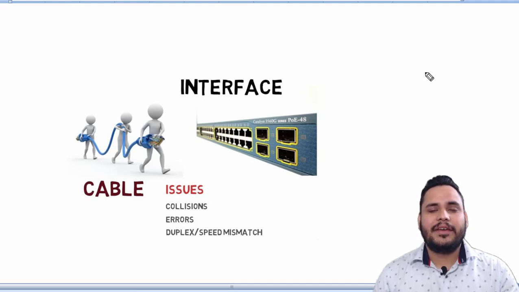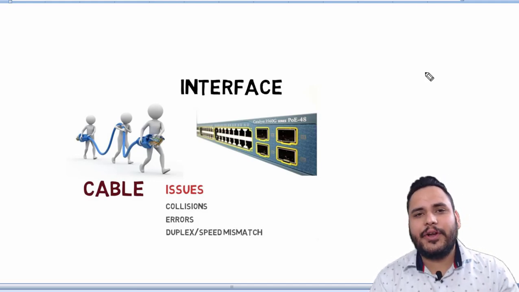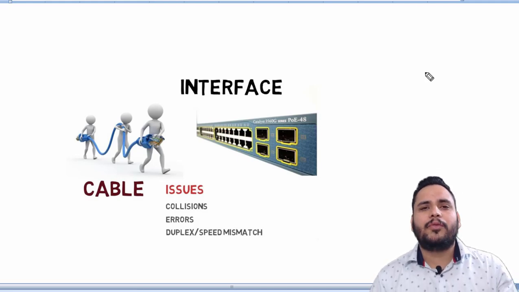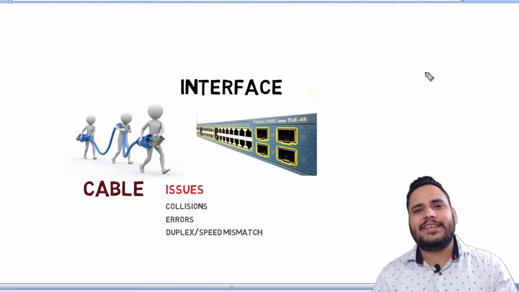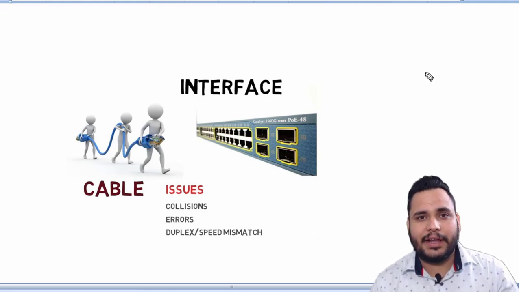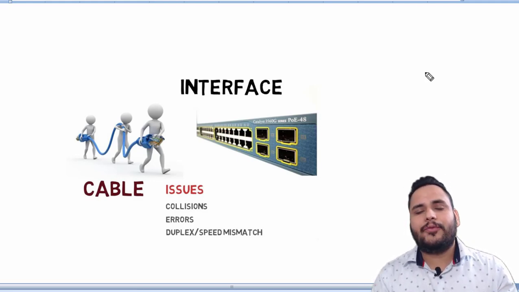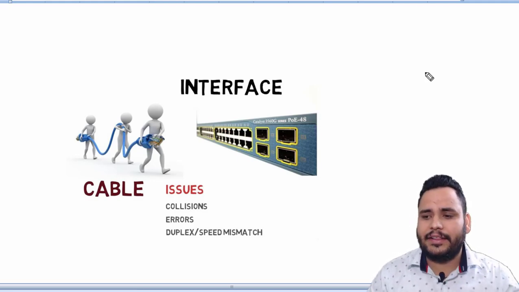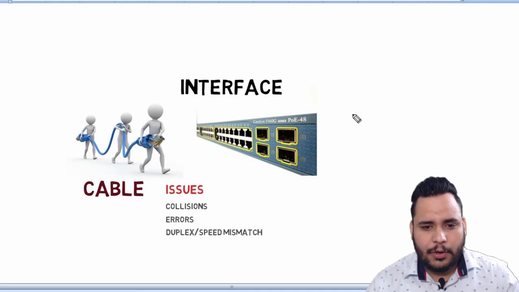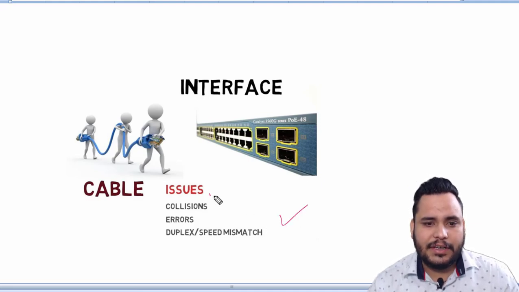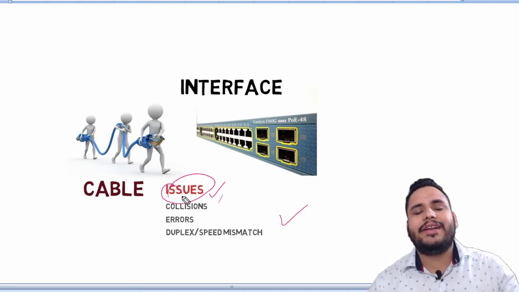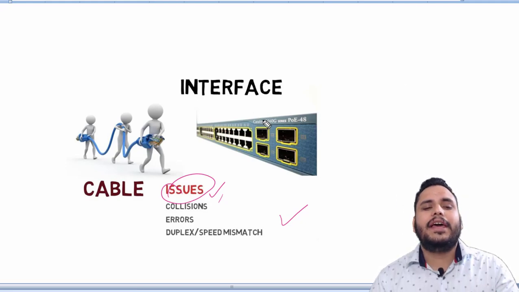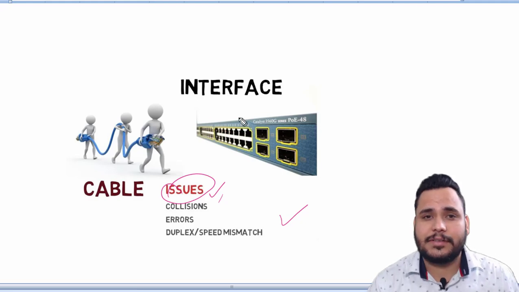Hello friends, in our last video we discussed cables. We discussed single mode fiber, multi mode fiber, coaxial cable and twisted pair cable. But today we have to discuss cable issues, like we have to identify collisions, errors, duplex and speed mismatch. These are some issues when we transfer data from one interface to another interface. Then there are some cable issues, so we have to discuss them.